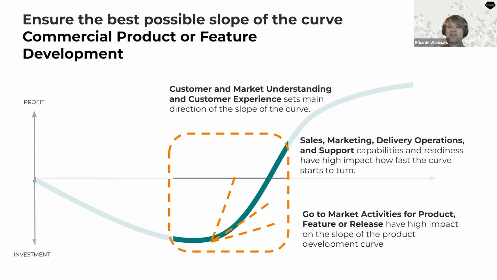And then the third thing here, and now I'm talking from a development point of view, is that there needs to be close cooperation with sales, marketing, delivery, operations, and support, and creating those capabilities to be able to react quickly to the slope of the curve overall.